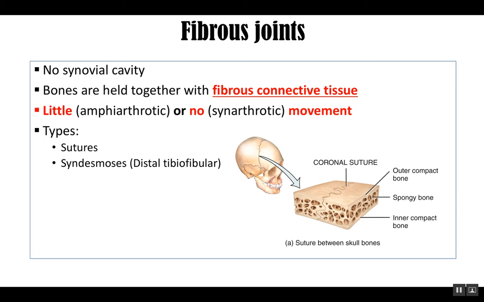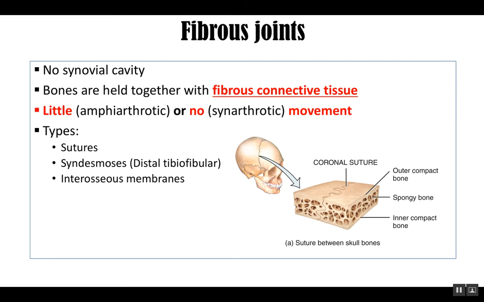There are also joints called a syndesmosis. These joints are also fibrous, but they tend to allow a little bit more movement, so they are often classified as amphiarthrotic. One example is the distal tibiofibular joint. The distal tibiofibular joint would be at the distal ends of the tibia and fibula where they articulate with one another. There's slight movement allowed at that joint.